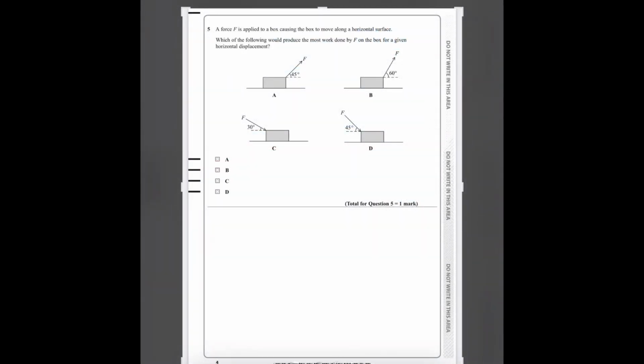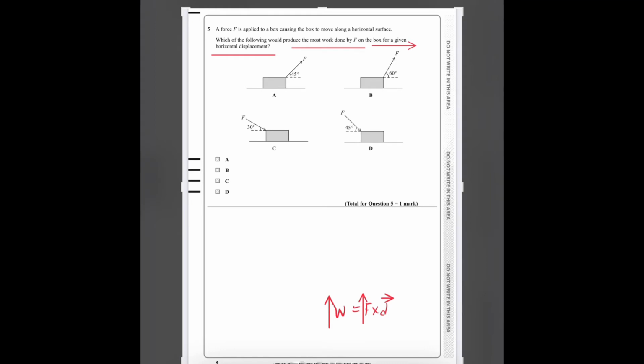Question 5. A force F is applied to a box, causing the box to move along a horizontal surface. Which of the following would produce the most work done by F on the box for a given horizontal displacement? So work done is equal to force into distance, right? So greater the force, greater the work done, right? Most work done for a given horizontal displacement. So basically the horizontal displacement would be constant. For higher work done, there should be higher force and a constant distance.